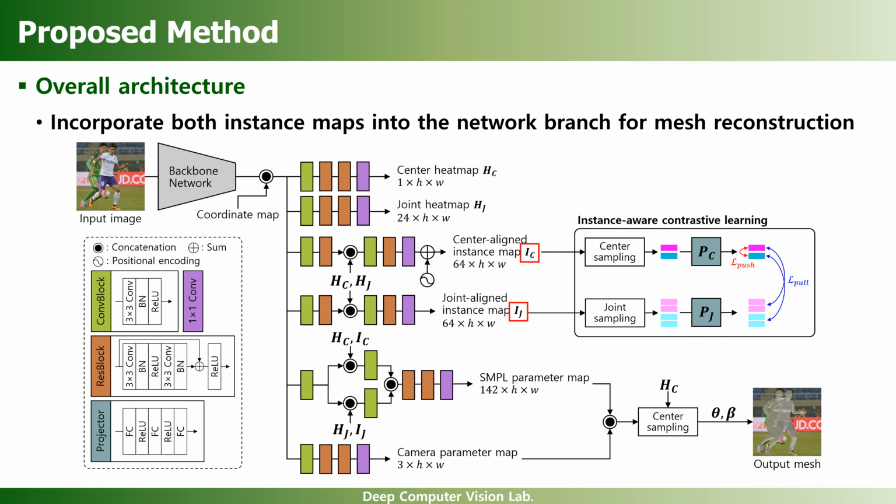The encoded center-aligned instance map and joint-aligned instance map are incorporated into the network branch for estimating SMPL parameters by concatenation. To accurately indicate valid locations, the center heat map and the joint heat map are also employed for this process. Finally, pose and shape parameters of each person are sampled from the SMPL parameter map according to the predicted center position, which is used to reconstruct human meshes.